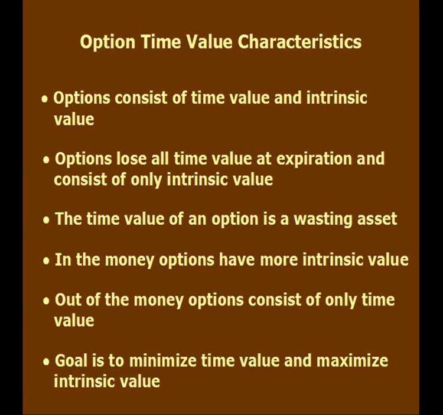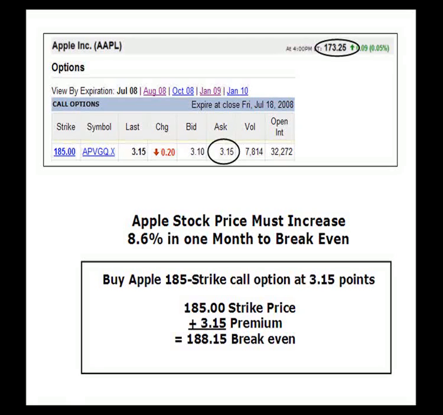When you purchase an option, the time value portion of an option is a decaying asset. Therefore, the goal is to maximize intrinsic value and minimize time value when you purchase an option. The best way to achieve this goal is to purchase in-the-money options with low time value. Chuck, can you show us an example of an out-of-the-money option purchase versus an in-the-money purchase so we can understand the differences?